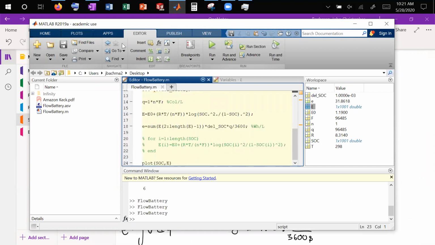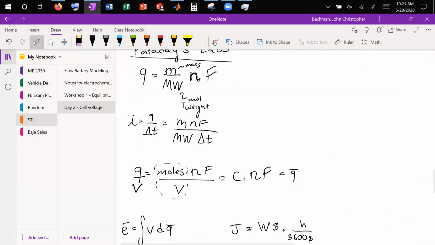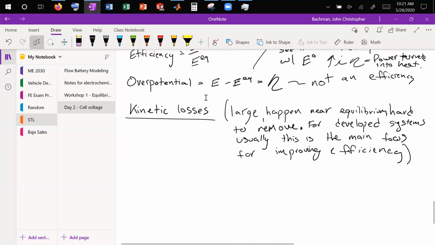We got our energy density. So let's get going on this. There's a lot of theory involved in kinetics, but let's just start off at a high level. The most prevalently used theory to understand it is Butler-Volmer. It's called the Butler-Volmer equation. The theory results in this equation.